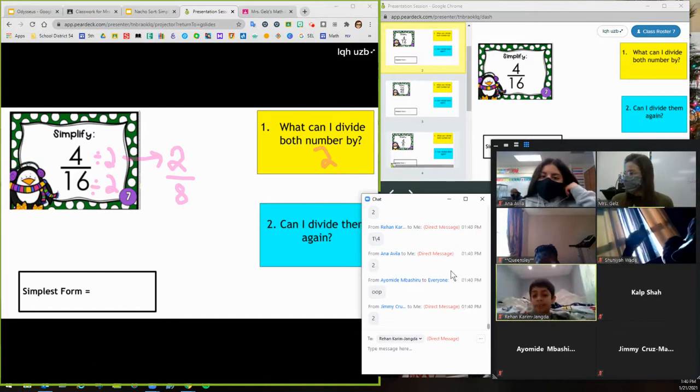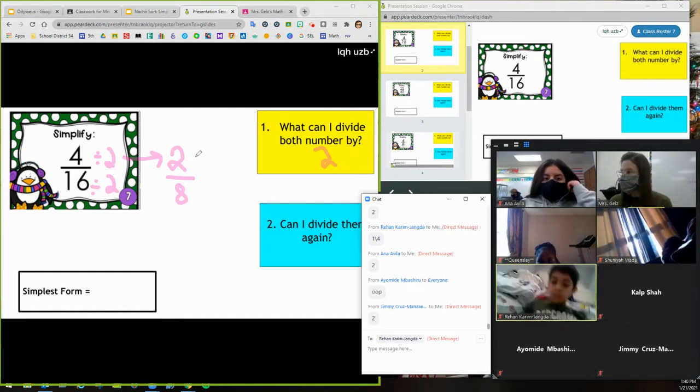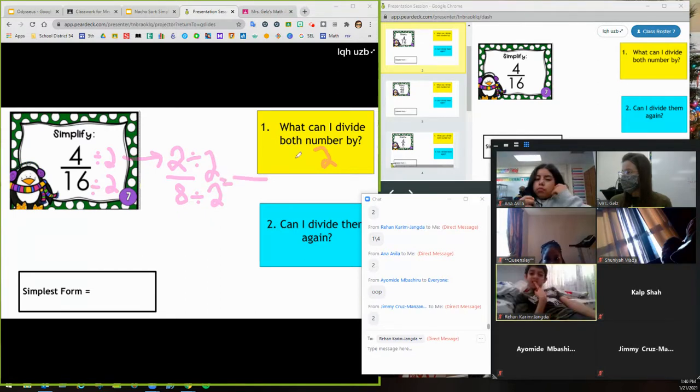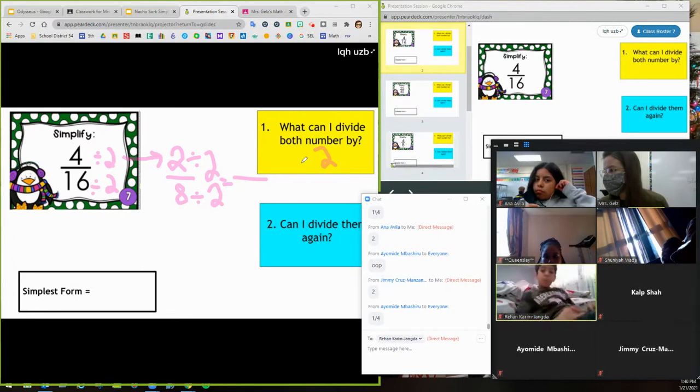So ladies and gentlemen, here's what I see from you. You said you can divide it again, right? So let's do it again. You have said to me in the chat, we can divide by 2. Okay, your turn. You tell me, what is our final fraction? In simplest form. You tell me.